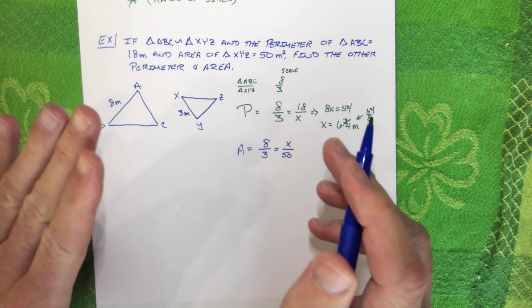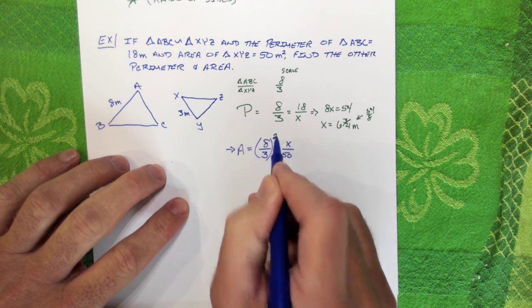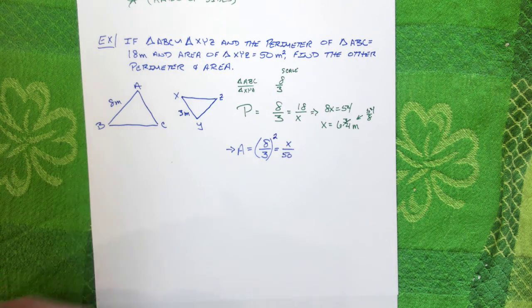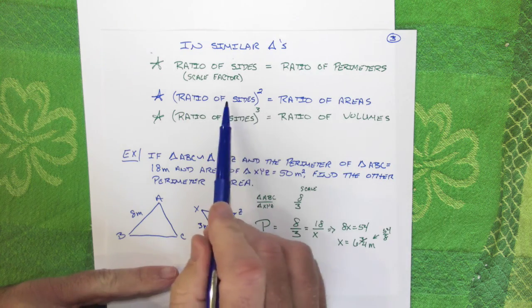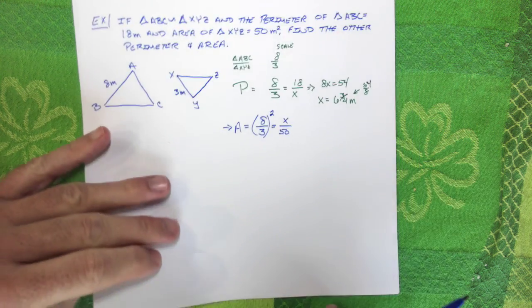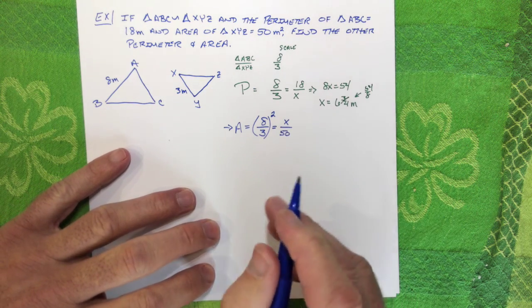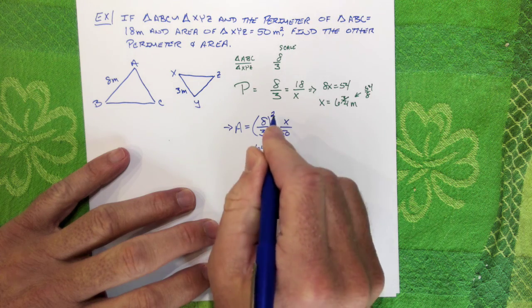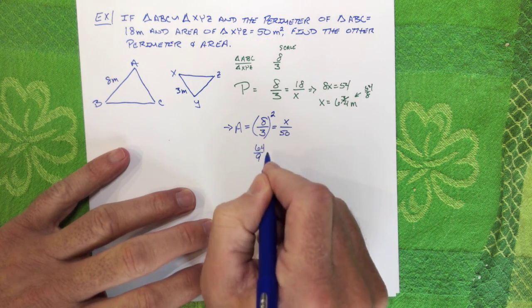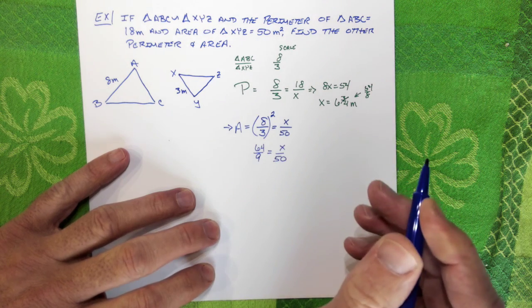Now, what has to happen though? With area, we have to square. The squared ratio, just like it says right back up here, just follow my formula. This ratio of sides squared equals ratio of the areas. So we're going to hope to avoid that mistake. So that'll give us 64 over 9, the mistake of forgetting this, equals x over 50.